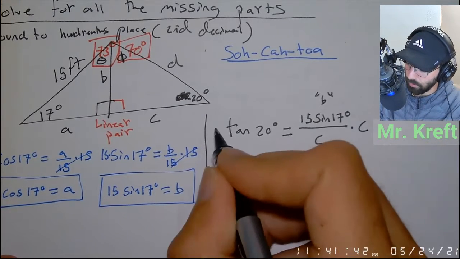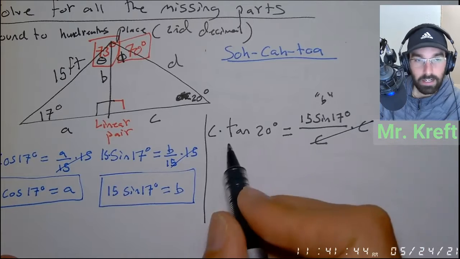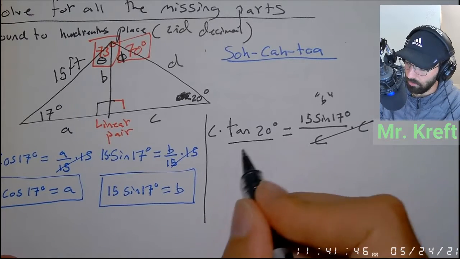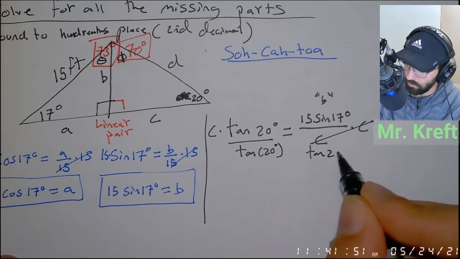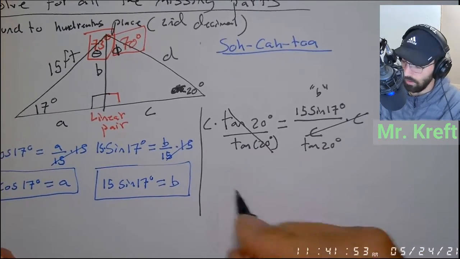So I solve for C. I multiply both sides by C. But then I have C times tangent of 20. So I divide both sides by tangent of 20. So tangent of 20 degrees, like this.